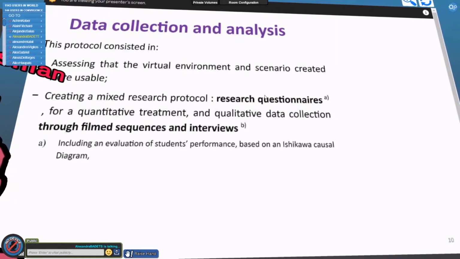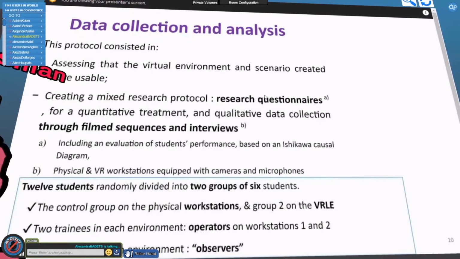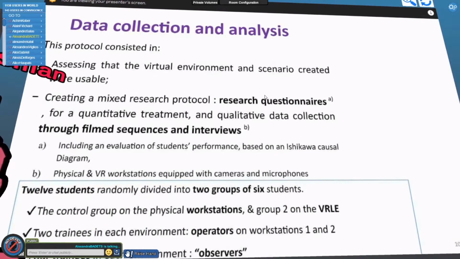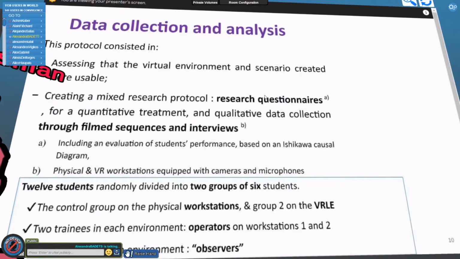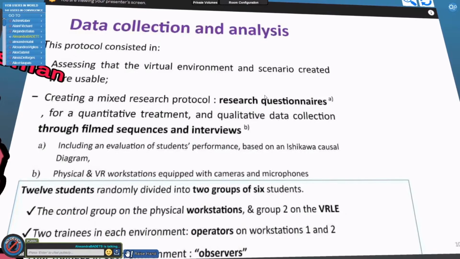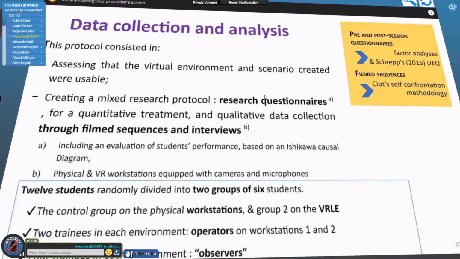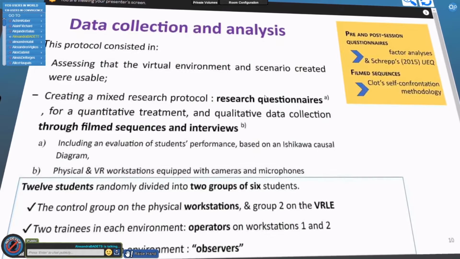The cohort was quite small. It was a 12-student cohort, and the students were randomly divided into 2 groups of 6 students. The control group worked on the physical workstations and group 2 on the virtual reality learning environment. And in each environment, we had 2 trainees act as operators and 4 trainees as observers. To analyze the data collected, factor analyses were used for the pre and post-session questionnaires. And for the filmed sequences, we used a self-confrontation methodology.